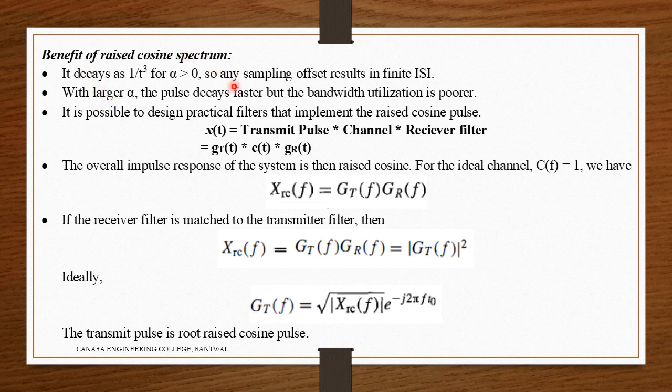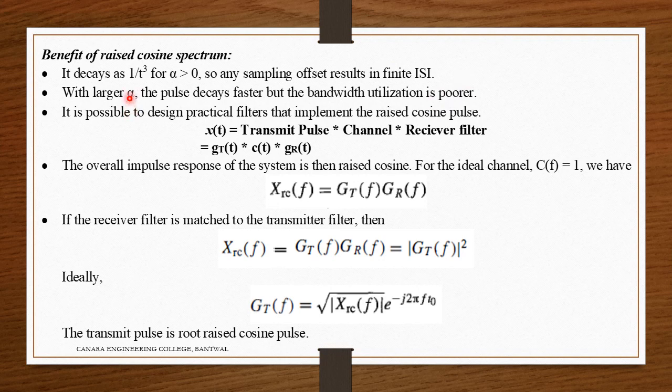First, the benefit of a raised cosine spectrum: it decays as 1 by t cube for alpha greater than 0. So any sampling offset results in finite ISI. If it decays as 1 by t cube, so it's in the powers of t cube. For alpha anything greater than 0, for any offset, the rate is 1 by t cube, and it results in the finite ISI.